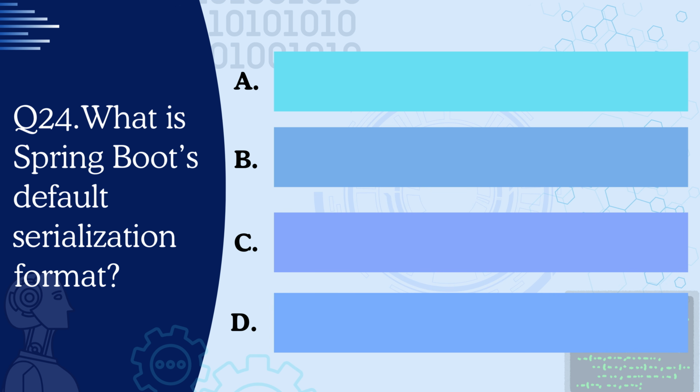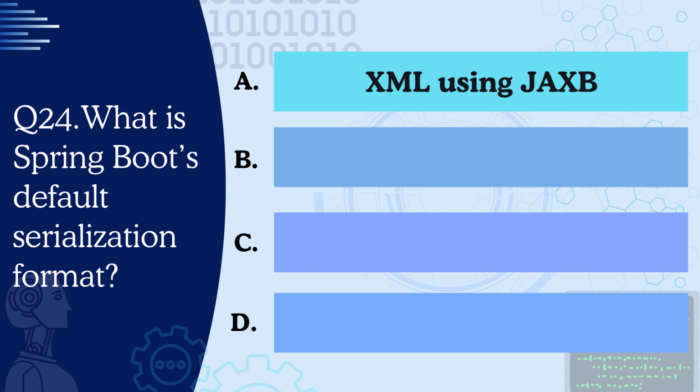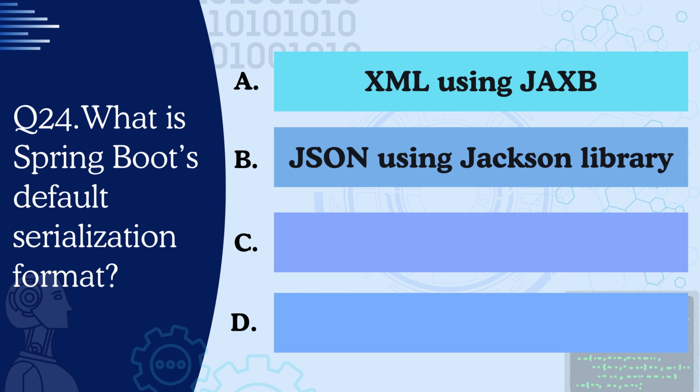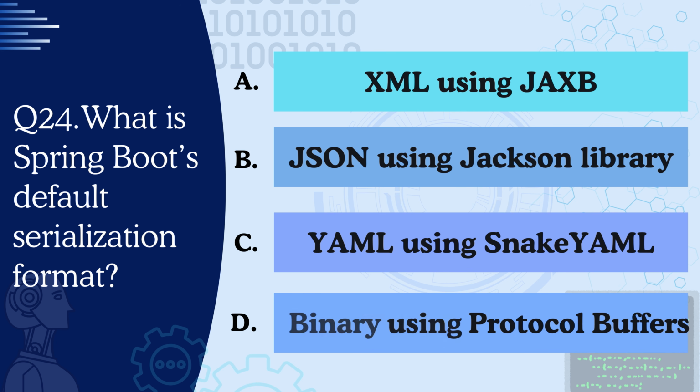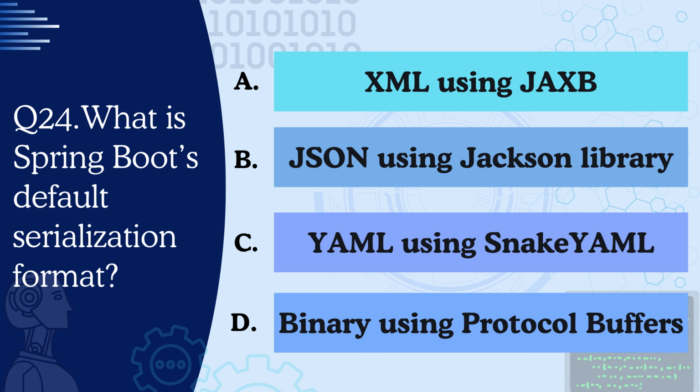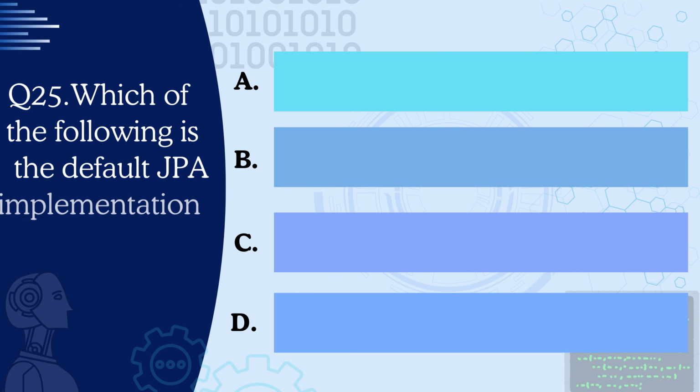Question 24. What is Spring Boot's default serialization format? A. XML using JAXB, B. JSON using Jackson library, C. YAML using SnakeYAML, or D. Binary using protocol buffers. The correct answer is B. JSON using Jackson library.